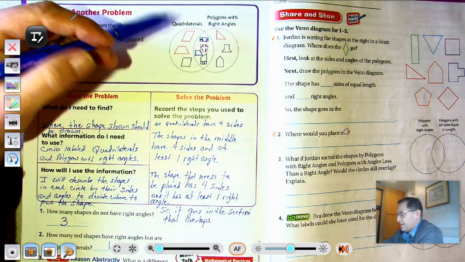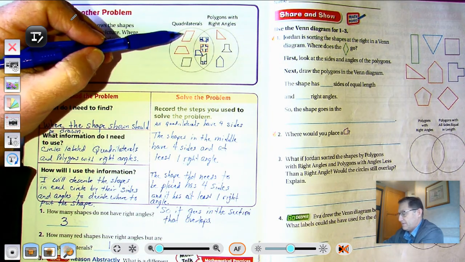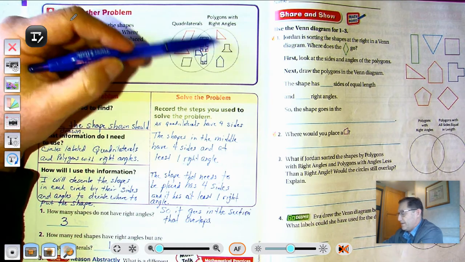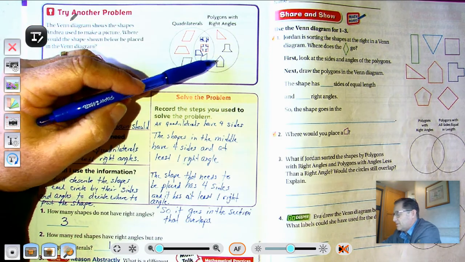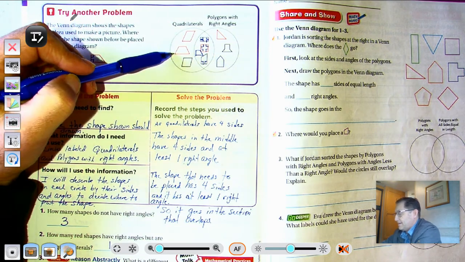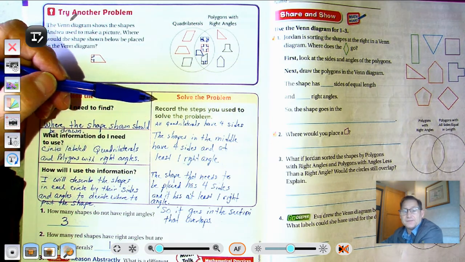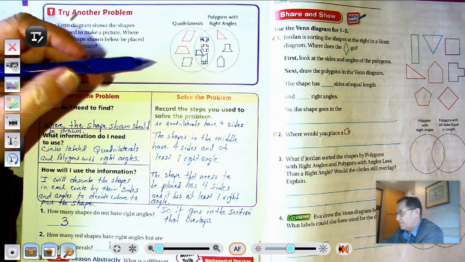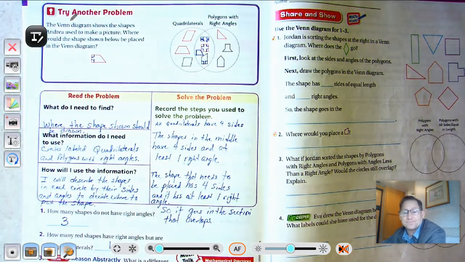Okay, so these shapes here would still stay on the outside because they're parallel, but they don't have right angles. These shapes would stay over here. Actually, the pentagon would move over to this side, and this one would move over here. Just the triangle would be by itself there, because it doesn't have any parallel sides, but it does have a right angle. All of these shapes would stay right where they're at.